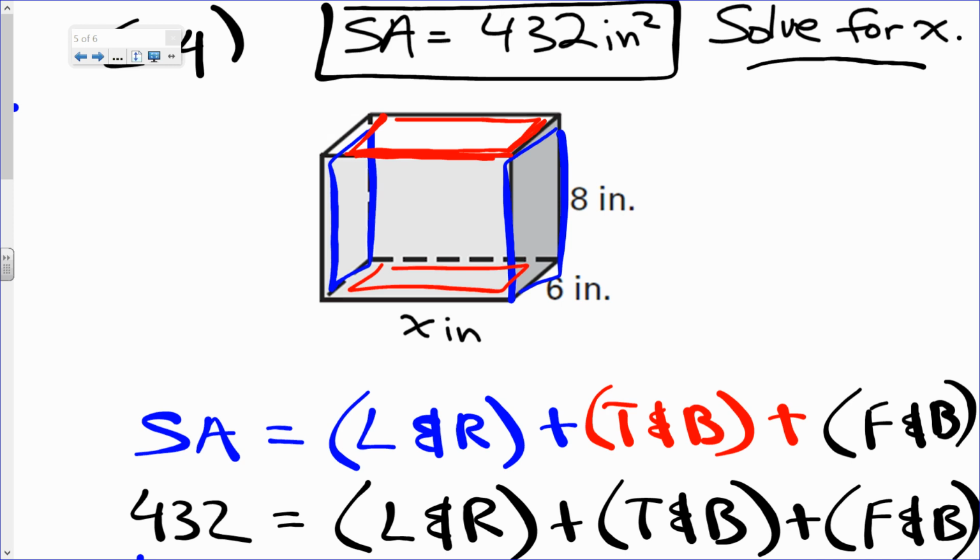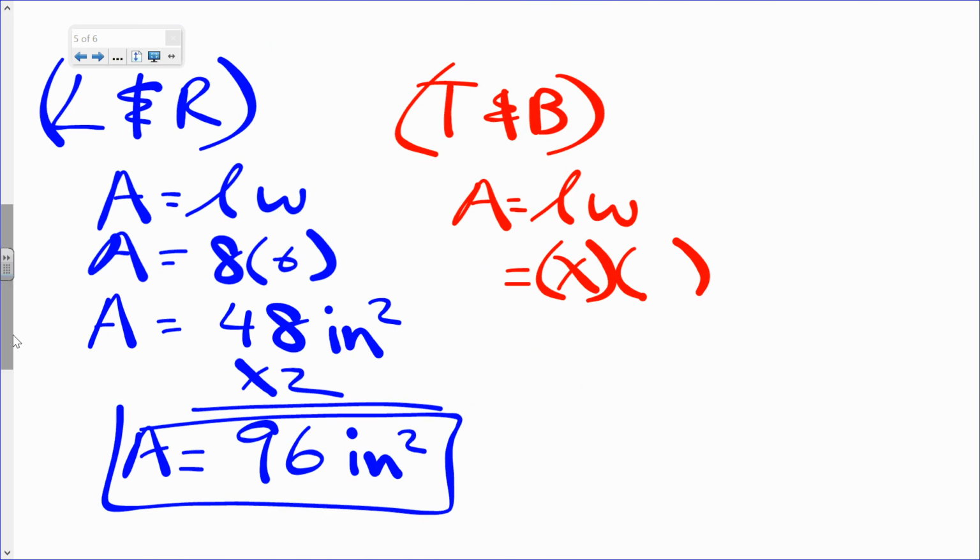So here's your width. Here's your length, which is X. Here's your width. How much? Got it. There's your area. What's X times 6? 6X. So the area is 6X square inches.